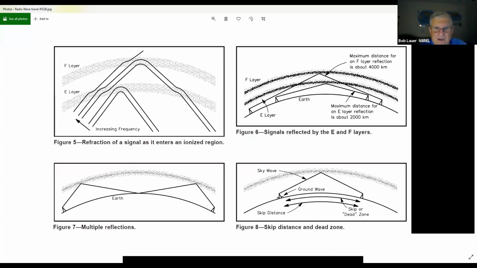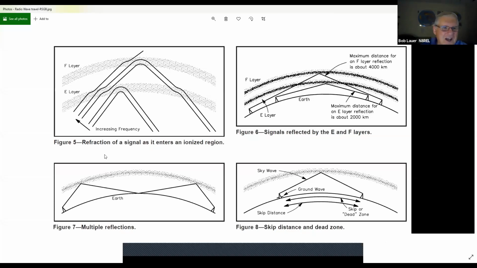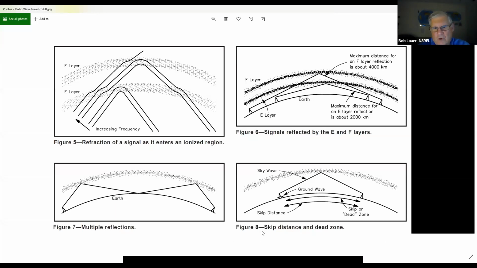For this one, I would like to thank the United States Navy. It's out of one of their training manuals. This shows you the different ways you can communicate.